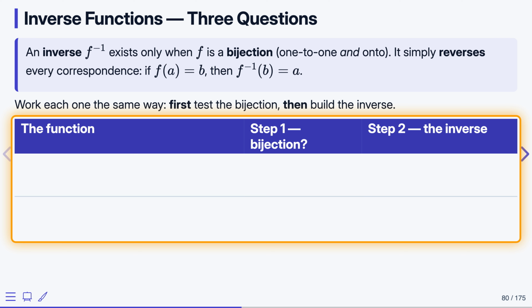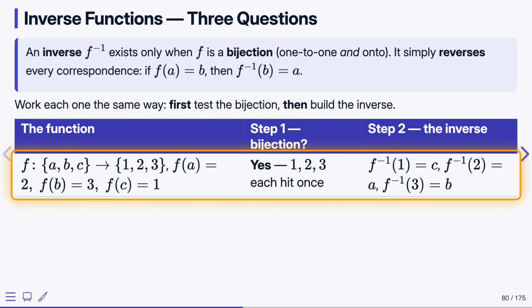Let us finish inverse functions with 3 questions. Work each one the same way. First test whether the function is a bijection. Only then try to build the inverse. Example 1. f goes from the set A, B, C to the set 1, 2, 3 with f of A equal to 2, f of B equal to 3, and f of C equal to 1.